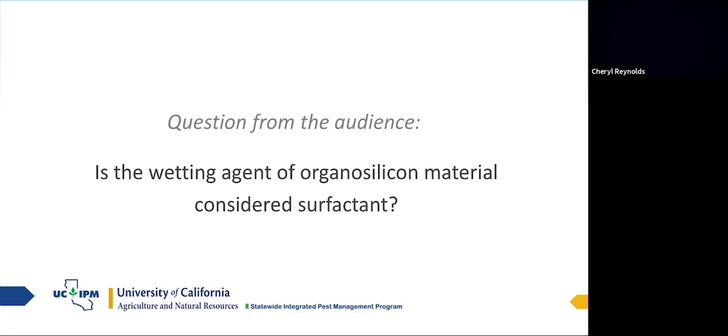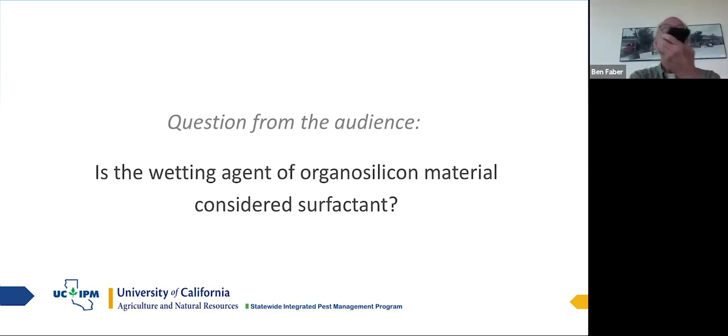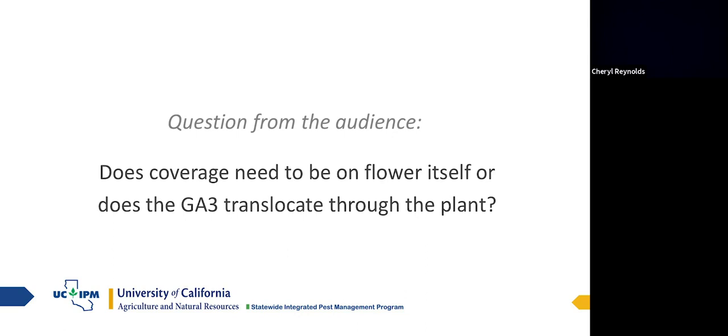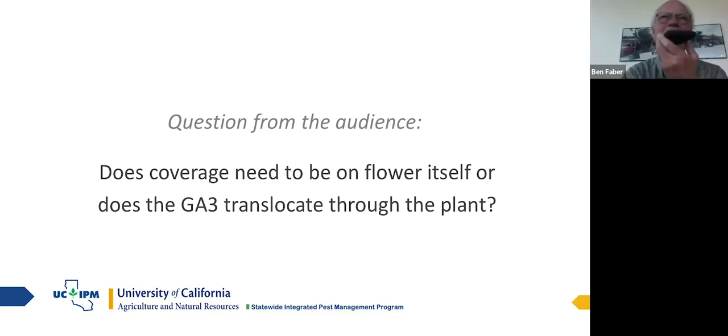Is the wetting agent of organosilicone material considered a surfactant? Correct. It's a surfactant. Yes. Okay, the next one, does coverage need to be on the flower itself, or does the GA3 translocate through the plant? It works through the flower. It does not work through the leaf. It has some effect on what is happening in the flower. That's why it's so critical that you're hitting this cauliflower stage. If it were working through the leaf, then it would be translocated through the leaf. And no, it's something that's happening right there in the flower.